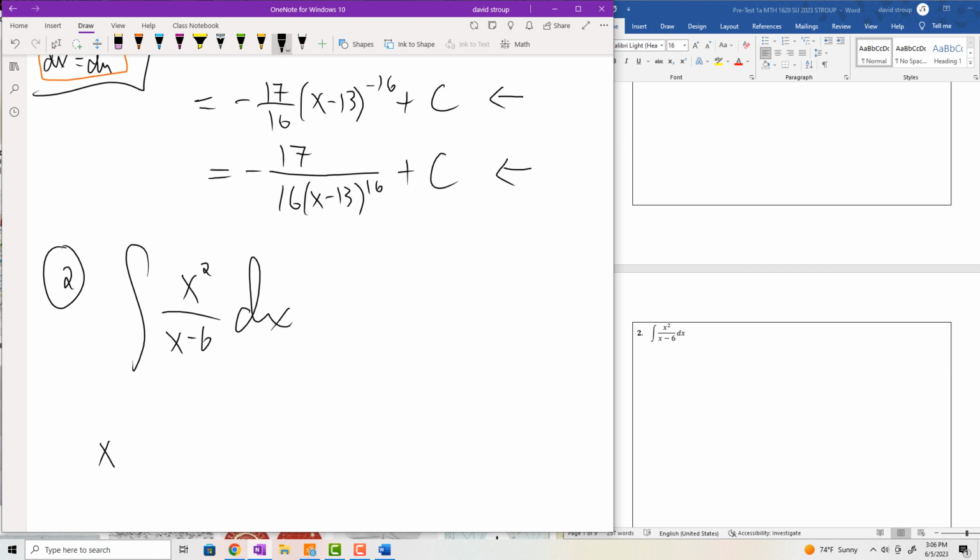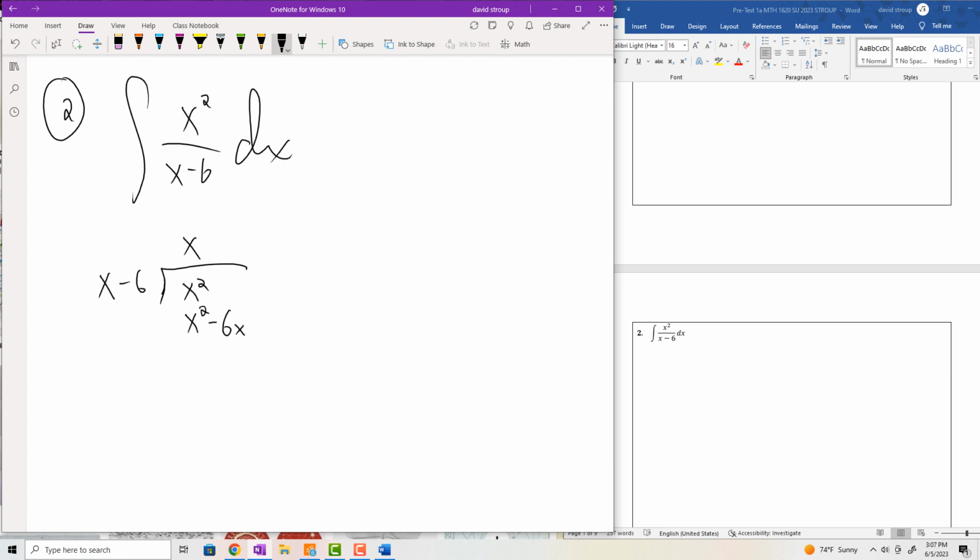But I refuse to set up my division symbol correctly. I apologize, but it's x minus 6 dividing into x squared. And so what times x is x squared? Well, x. And then you multiply x times x minus 6. So you get x squared minus 6x. Then we need to subtract. So you subtract the entire binomial. X squared minus x squared is 0. And then 0x minus negative 6x is positive 6x. And then we could say, what times x is 6x? Well, that will be plus 6.